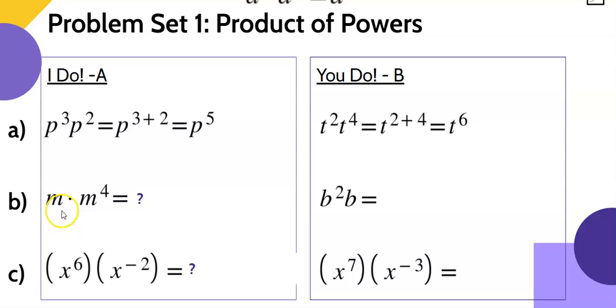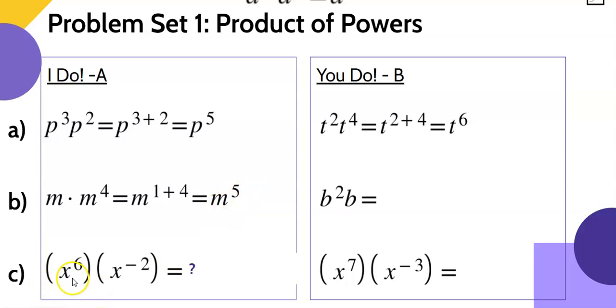So the next one we have is m times m to the fourth power. Now, anytime you see a variable by itself, it has an implied exponent of 1, or an implied power of 1. Well, this we can rewrite as m to the power of 1 times m to the power of 4, which, if we know the shortcut, we'll just add that 1 plus 4, which is 5. So we can simplify this problem to m to the fifth power.